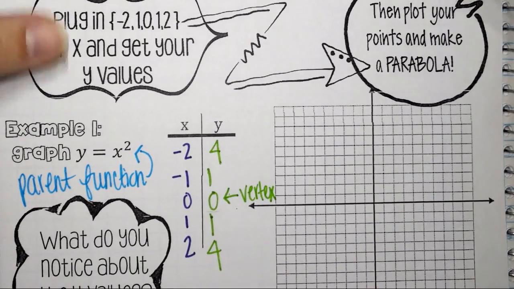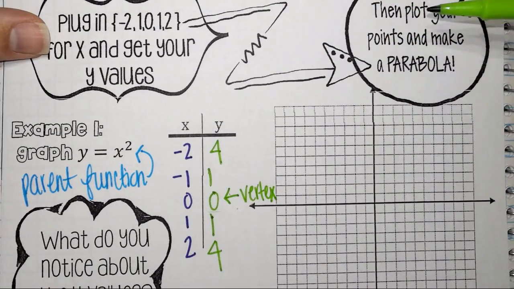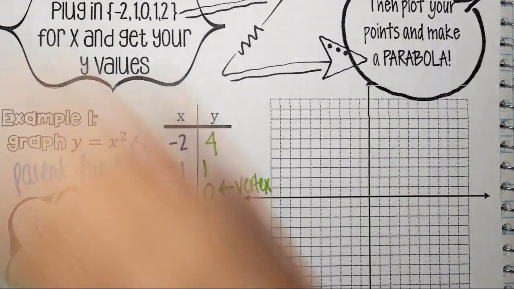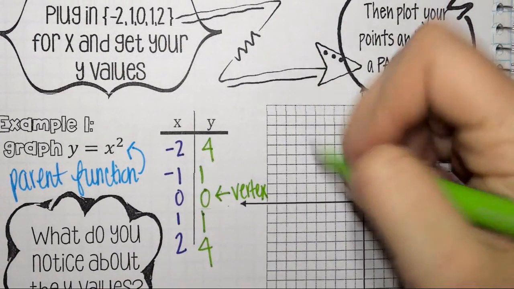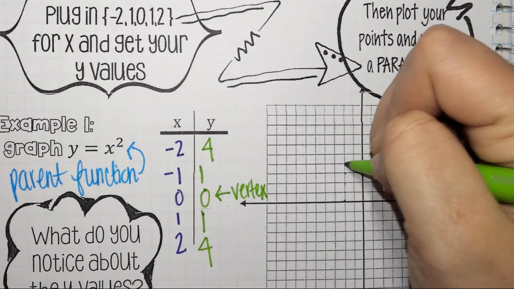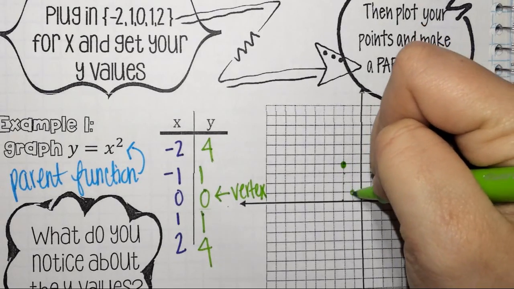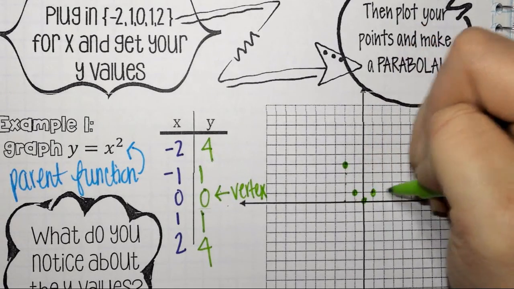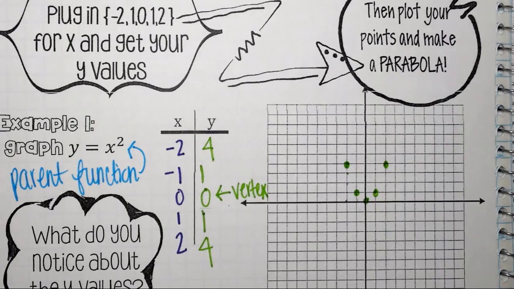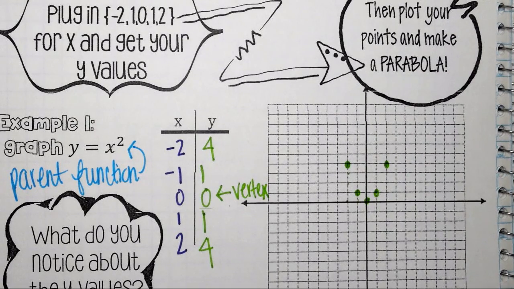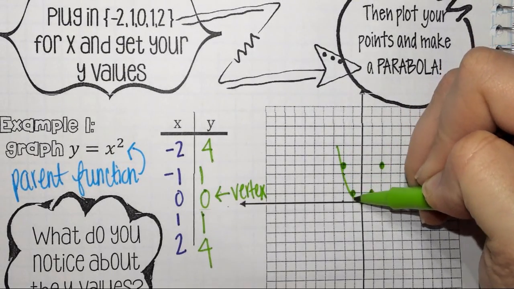So let's plot this. So it says plug in these, and then plot to make your parabola. So we're going to go left 2, up 1, 2, 3, 4. Left 1, up 1, 0, 0, 1, 1, 2, 4. And do I connect these with a U or a V? A U every single time.